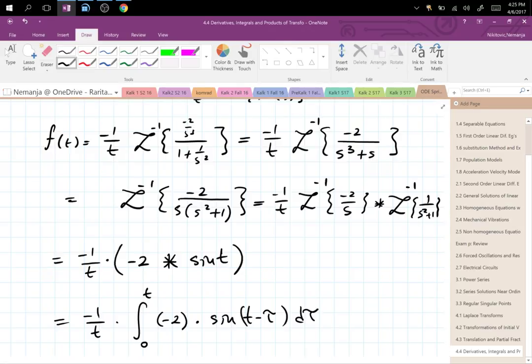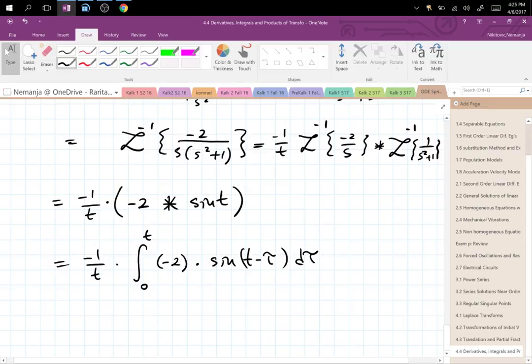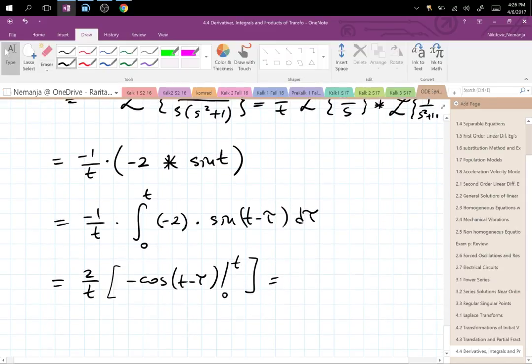Okay? So this becomes 2 over t times, well, I don't need the integral now, I can integrate this, so it's negative cosine of (t minus tau) from 0 to t, and that's 2 over t. Plug in t, it's cosine of 0, which is 1, so it's going to be negative 1, and then plug in 0 for tau, you're going to have plus cosine of t.